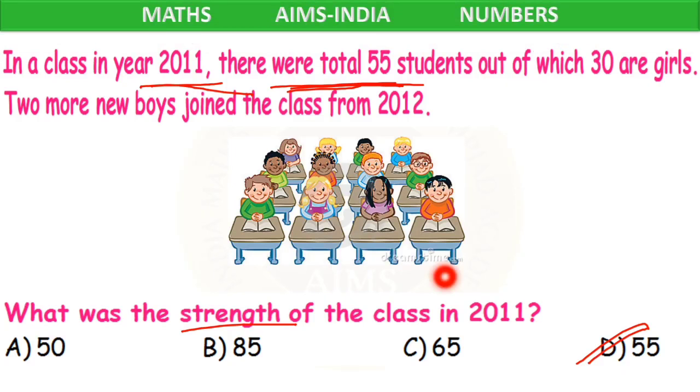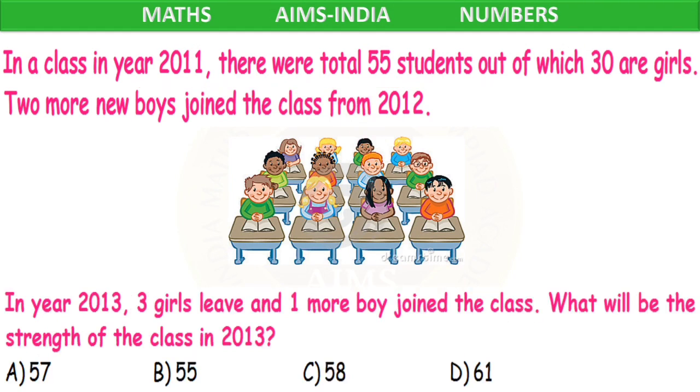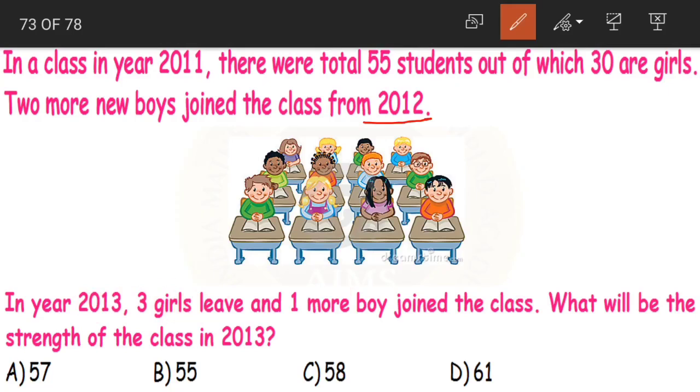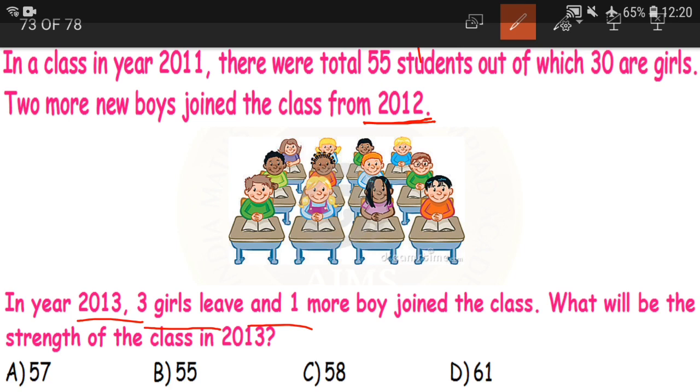So sometimes, if you are very lucky, children, the answer will be given in the question itself. You need to just read the question carefully to understand it. Next, in 2013, here it was given till 2012, right? Now in 2013, 3 girls leave and 1 more boy joined the class. What will be the strength of the class in 2013?